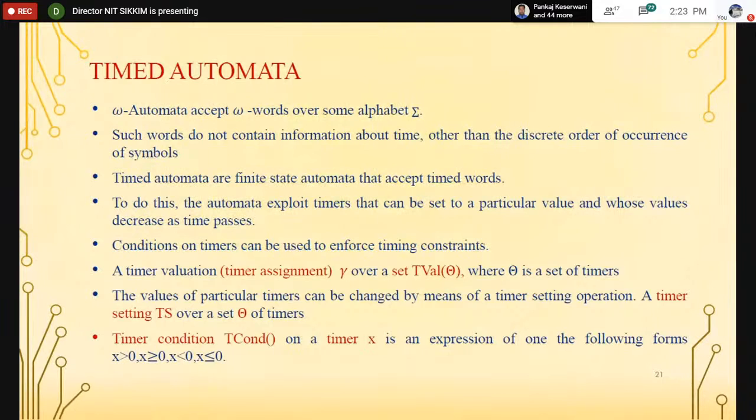So this is just a notion that we have to assign some value to the timer. And omega is the transition labels which you have to put on your edges, and then we say the value of a particular timer can be changed by means of the timer setting operation. So you have to define how you are going to change the timer setting. You need a variable where the timer setting is changed. Timing conditions you also have to provide, how your timers can change. The timer X is an expression of one of the following forms. So your timer value can be greater than 0, can be less than 0, and something like this.